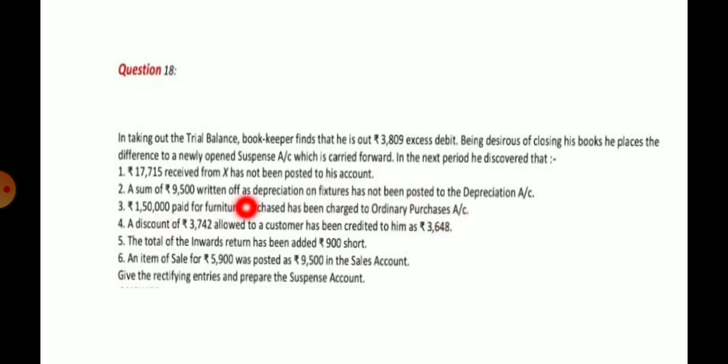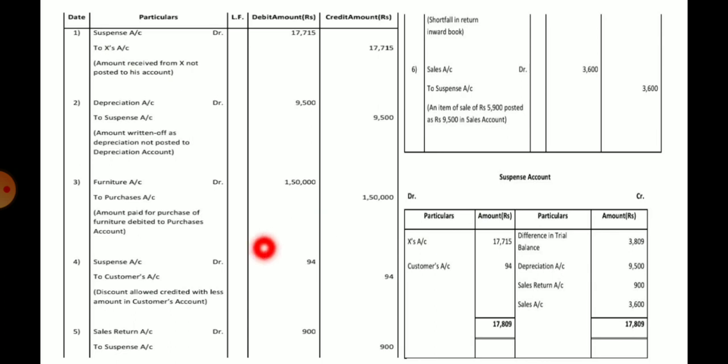So remember that the purchase of furniture is not entered into the purchase account. Okay, it will be entered into the furniture account, not in the purchase account. In the purchase account, we record only the purchase of goods which is purchased for the purpose of reselling. Okay. So what will be the entry? Furniture account debit to purchase.